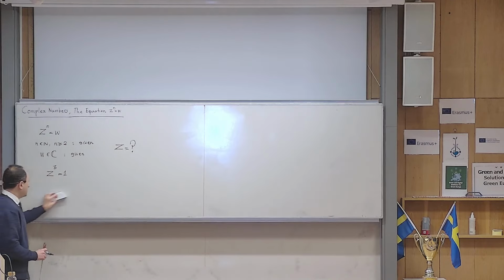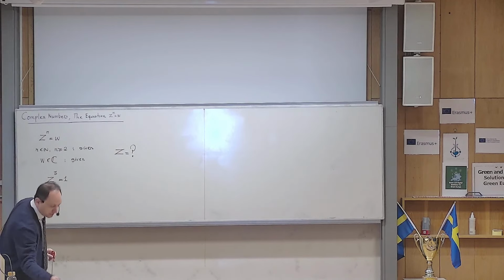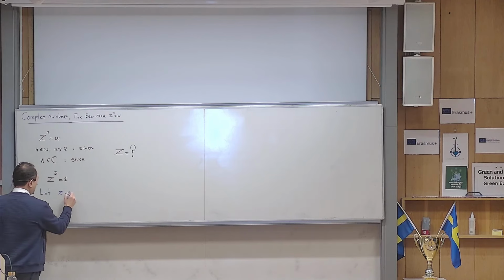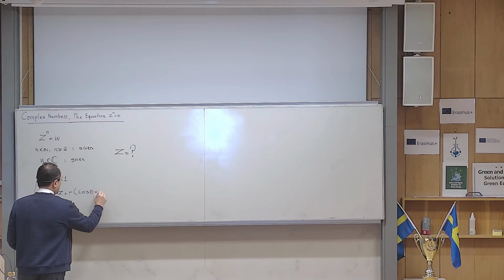So the first thing that you do, you need to use the polar form. So you start with a sentence like this: I am looking for z. I would say let z be equal to r times cosine theta plus i sine theta.